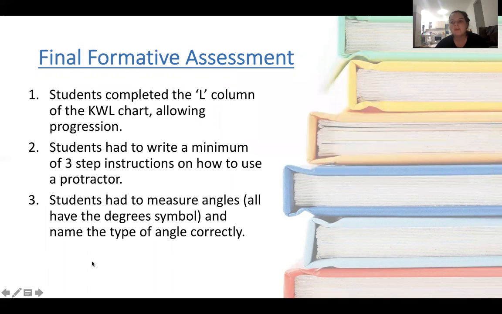So, final formative assessment. Students completed the L column on the KWL chart. They were able to identify how well they had progressed throughout the lessons and to notice where they still struggle in some areas. Students had to provide instructions on how to use the protractor, using memory from lessons and the iPad app as a skill to do this.